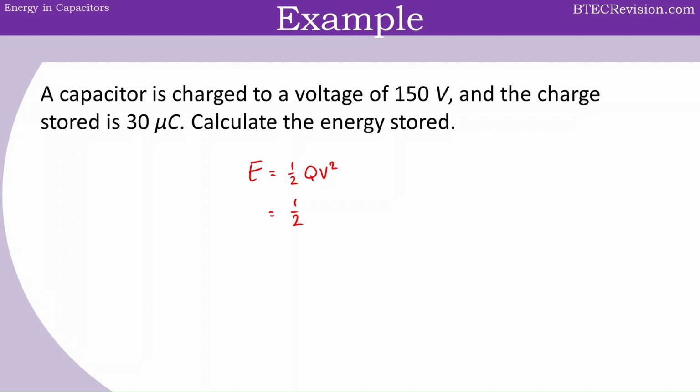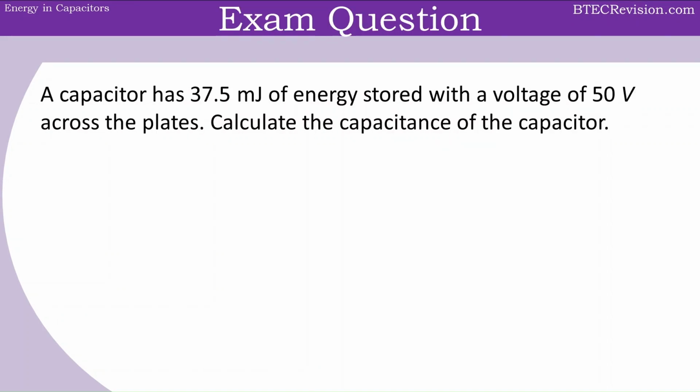We know the charge is 30 micro, which is times 10 to the power of minus 6. And the voltage is 150. And don't forget the square. The 0.5 times 30 times 10 to the power minus 6 times 150 squared gives us a value of 0.3375 joules. Now pause the video here and attempt this exam question.